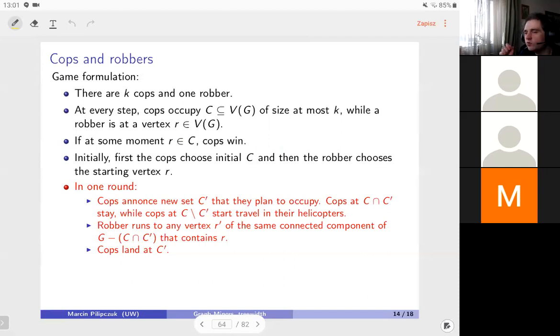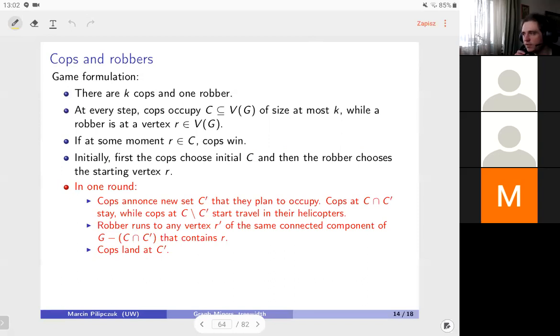But while they fly, the robber can move. The robber doesn't have a helicopter. The robber has a very high-speed motorbike, and the robber just travels along the edges of the graph to any other vertex. But he cannot cross a vertex that's occupied by a cop that decided to stay and guard. The cops that stay guard the vertices to make these vertices not passable by the robber, but the robber can move anywhere else, and then the cops land where they decided to go.